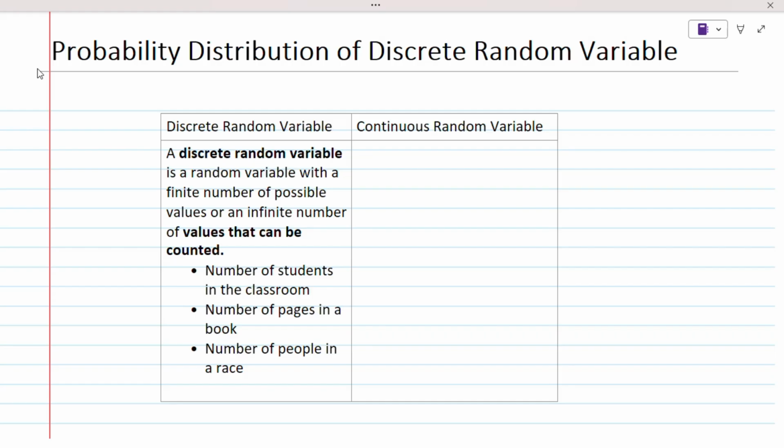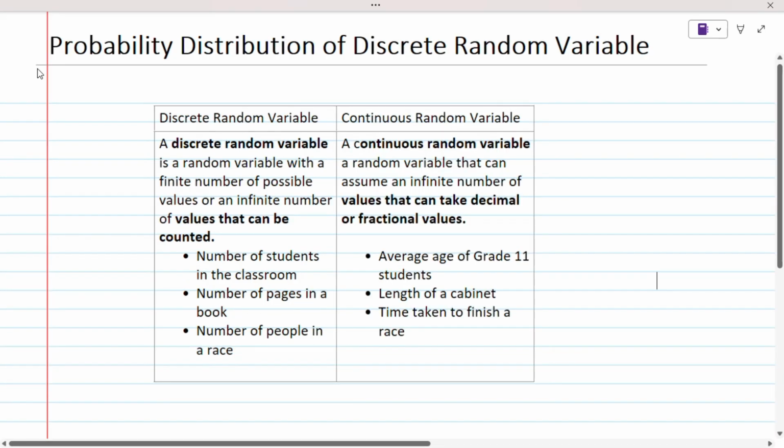On the other hand, continuous random variable. It is a random variable that can assume an infinite number of values that can take decimal or fractional values. So the key point here is that a continuous random variable can take values that are decimal or fraction. Example of this is the average age of the grade 11 students, the length of a cabinet, and the time taken to finish a race. All of these examples can take fractional values or a decimal value.